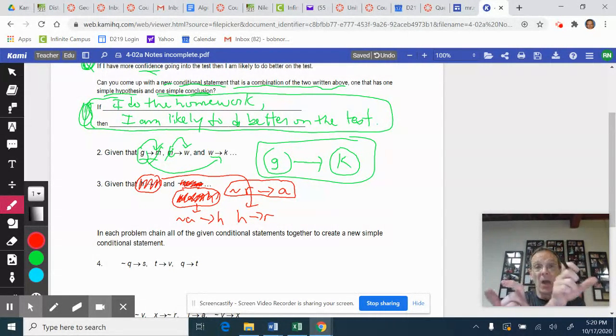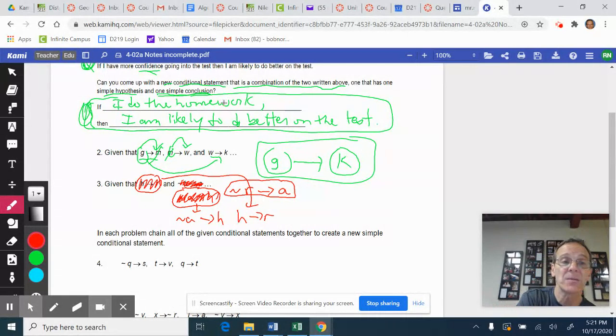Just change the order of two conditional statements, because there really isn't any kind of order to them to begin with. Yeah, there's an order in which I wrote them, but there's not a logical order in which they come. One does not exist before or after the other. So we can change the order of conditional statements. What you cannot do is change the direction of an arrow. Don't ever do that.